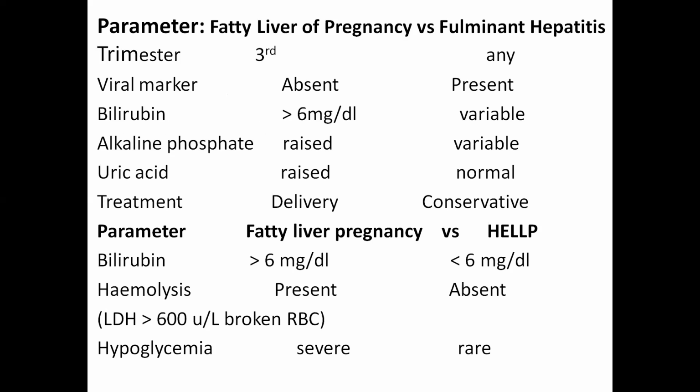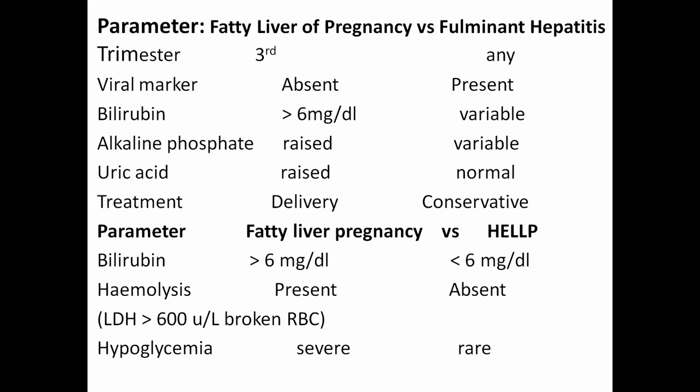Second, viral markers, for example, viral hepatitis A, B, C, E. So you have to detect this antigen or antibodies. There are different serum markers. They will help to diagnose the viral cause. And these are absent in fatty liver of pregnancy, while these are present in acute fulminant hepatitis. That depends on the cause, which cause, hepatitis A, B, C, E.